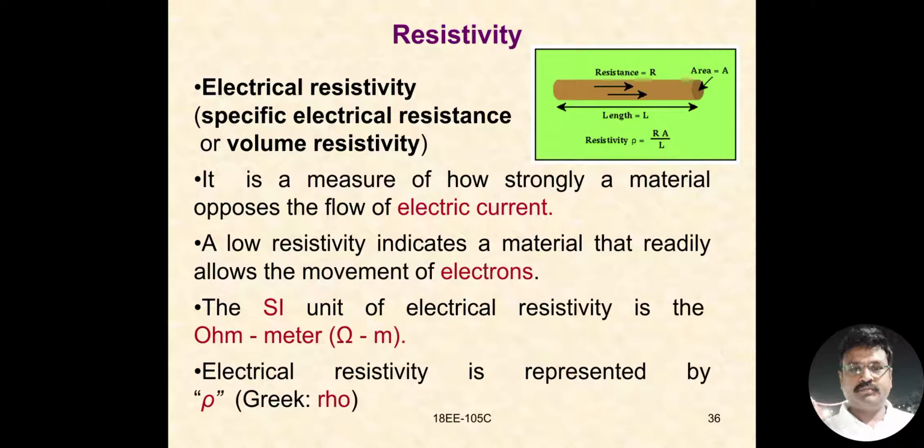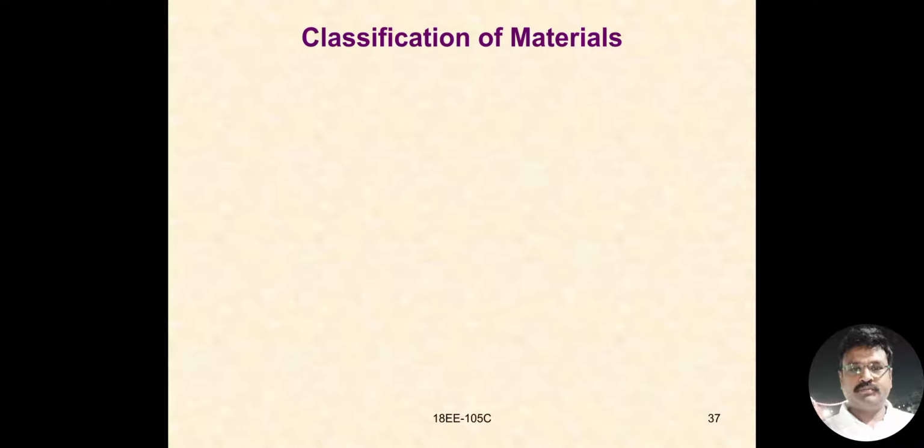Electrical resistivity is represented by the Greek symbol rho. Electrical resistivity or specific resistance we will discuss later in the next session or next slide. The next topic is classification of materials: how the materials are classified based on different parameters.